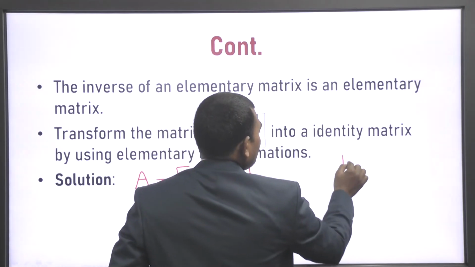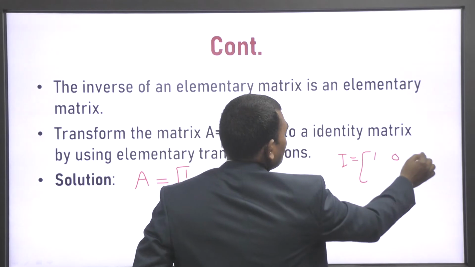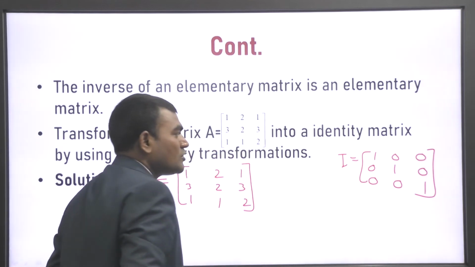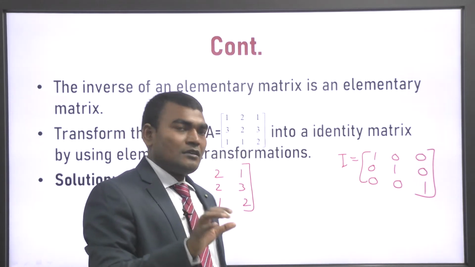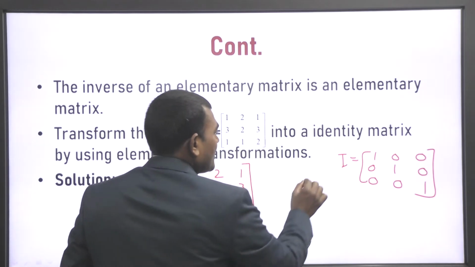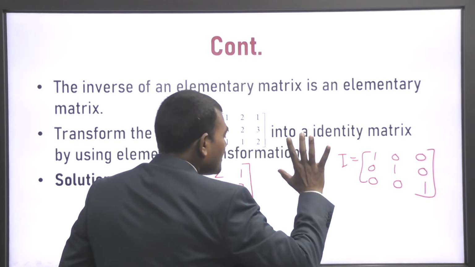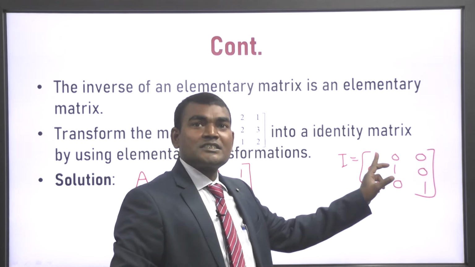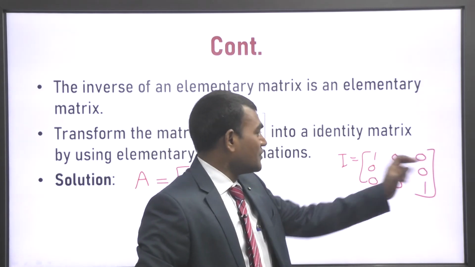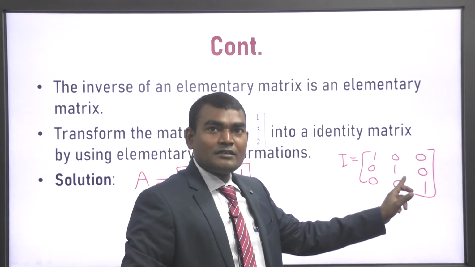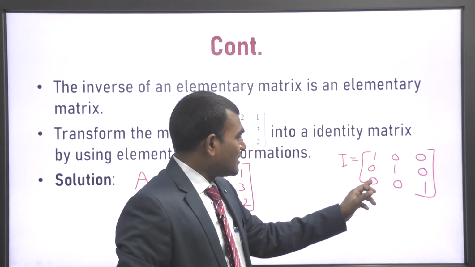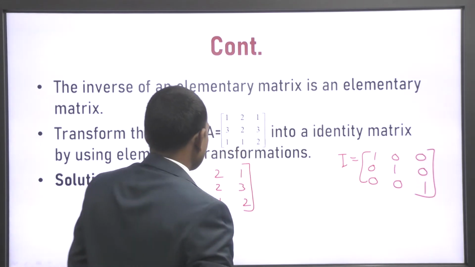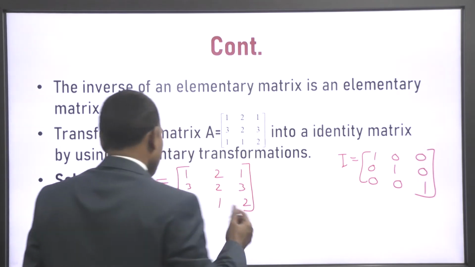You know, the identity matrix is 1 0 0, 0 1 0, 0 0 1. You have to keep in your mind that the I3 identity matrix is this, which means we have to find the first row first column element as 1 and the others 0, the second row second column element as 1 and the others 0 in the second row, and in the third row the third column element is 1 and the others are 0. So let us see how you will change it.